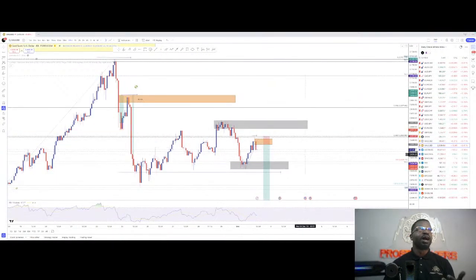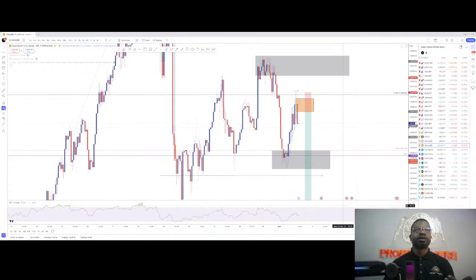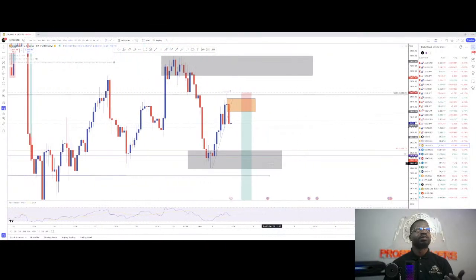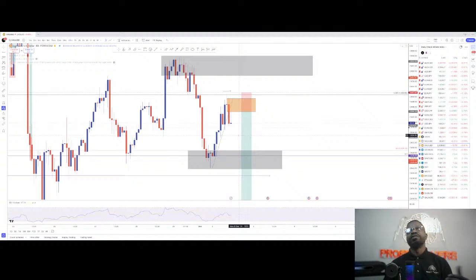people will be scared. All right, man, we got a nice push on this rejection off that wick. Beautiful entry. As soon as we got in, we went right into profit. Once this low is broken, we are going to move our stop loss to break even, giving us a risk-free trade on gold.